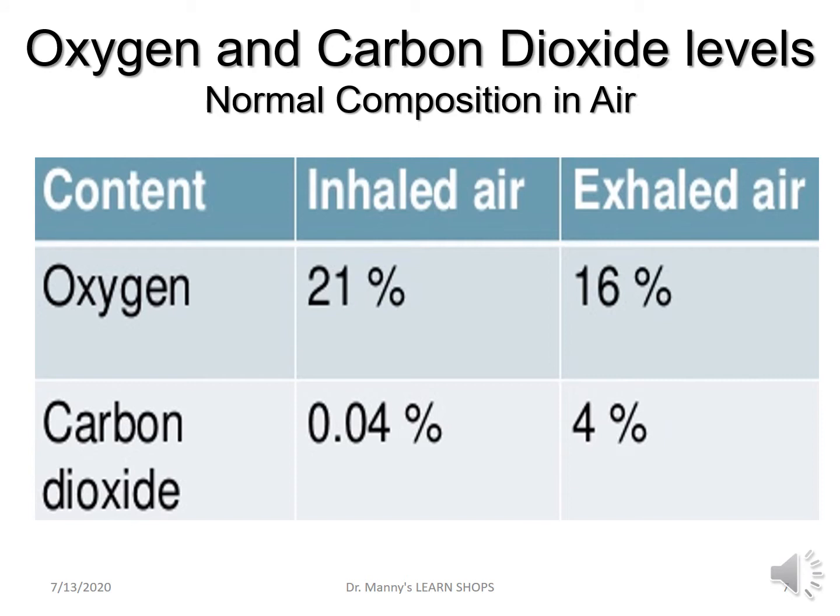What are the normal oxygen and carbon dioxide levels in air? Well, typically, inhaled air consists of approximately 21% oxygen. Exhaled air, after the body uses some oxygen, consists of approximately 16%. When we inhale air, the air contains very little carbon dioxide, 0.04%. However, when we exhale air, we get rid of this waste product, which is approximately 4%.